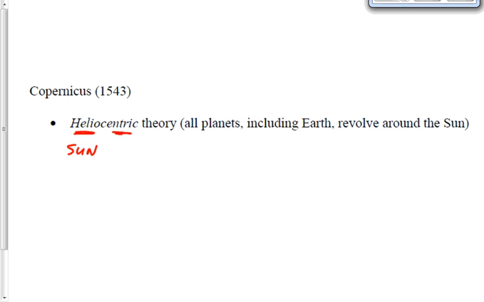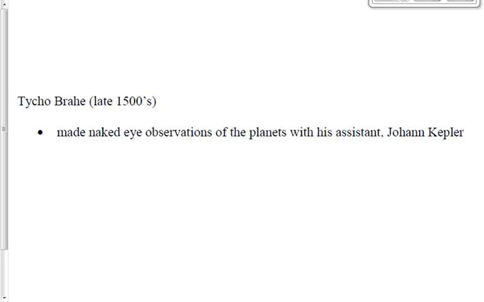Let's fast forward another half a century or so, 40, 50 years, to a guy named Tycho Brahe. Got a little story to tell you about him in a second, but before I do that, let me tell you what he did. Tycho Brahe made observations of the planets with his assistant, Kepler. Kepler is the guy who's a lot more well-known than Tycho Brahe because Kepler did something with those observations. But those observations are still important.